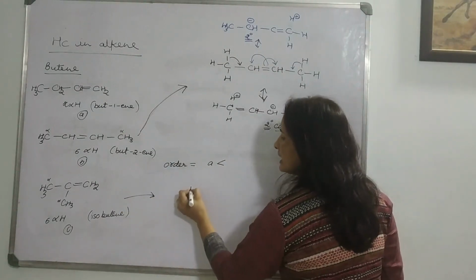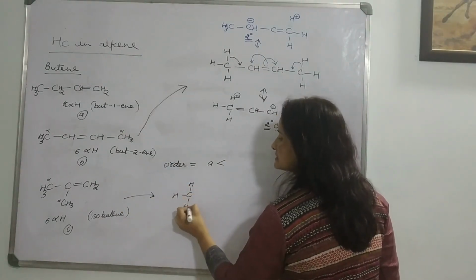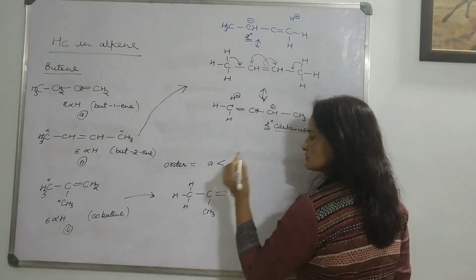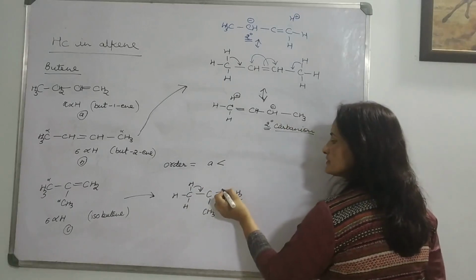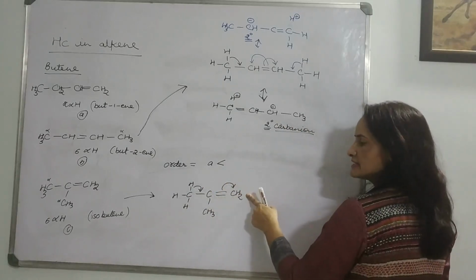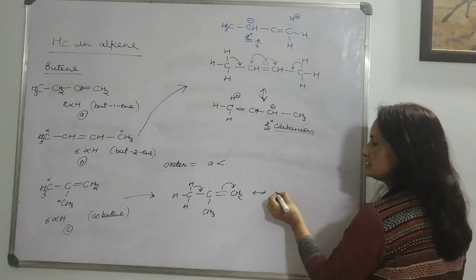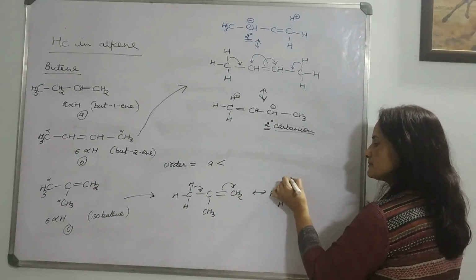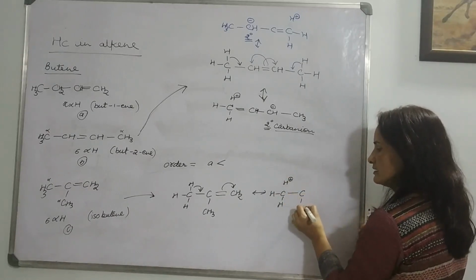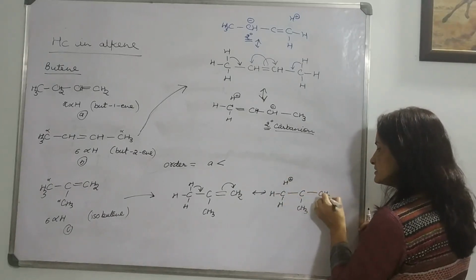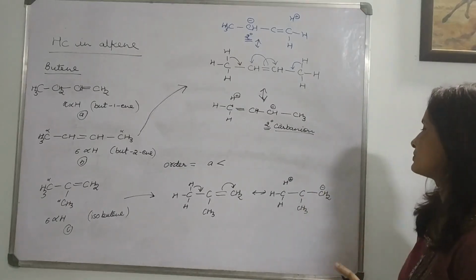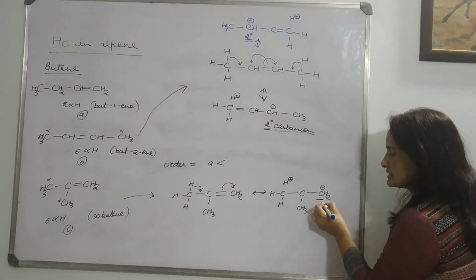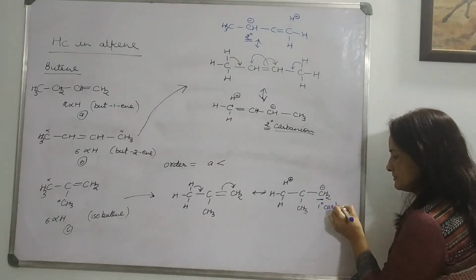If we draw the hyperconjugation for this, let's suppose this is a group, here is the CH3 double bond CH2. The pi electron shifting takes place, the double bond shifts, and the negative charge will come over that first carbon, and your next hyperconjugative structure will be this one. Have patience and check the minor details of the question. What is the nature of this carbanion? This carbanion is a primary carbanion.